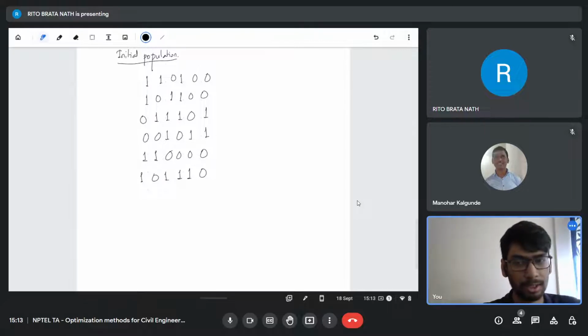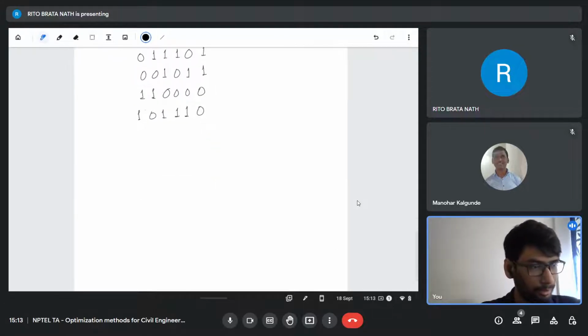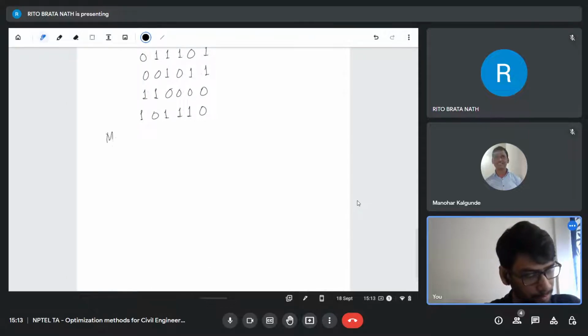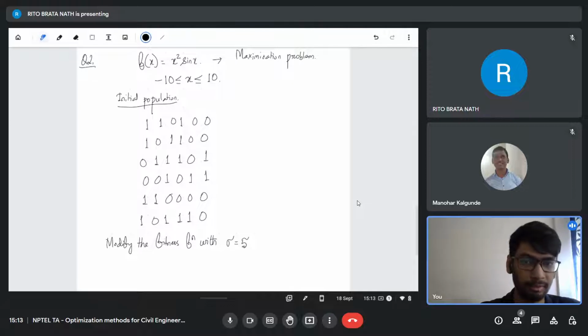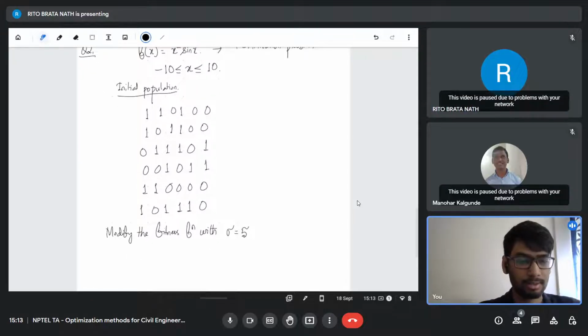And now I am asking you to modify the fitness function with the sigma parameter, with sigma equal to, say, 5. It's a similar problem to the assignment, but in the assignment the function is, I think, different. So that's the minor tweak I have made. So let's solve this problem.